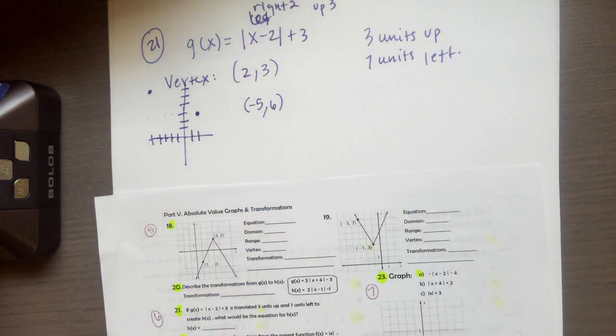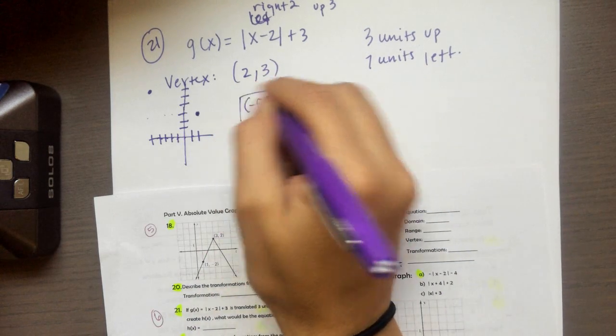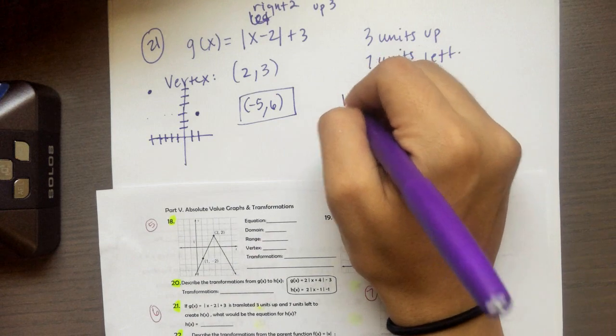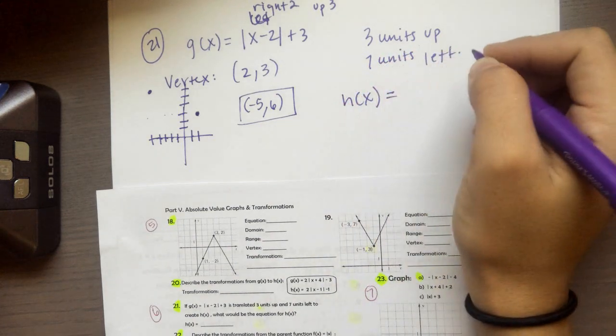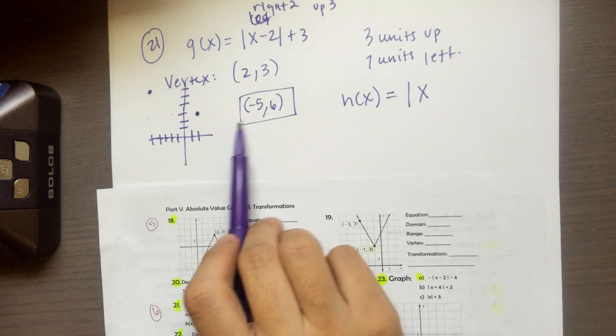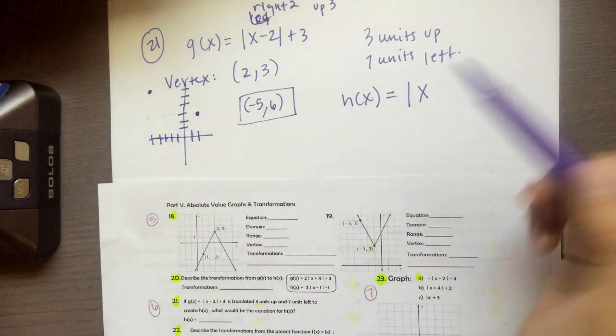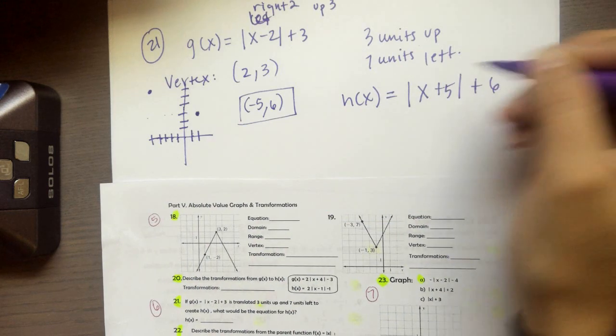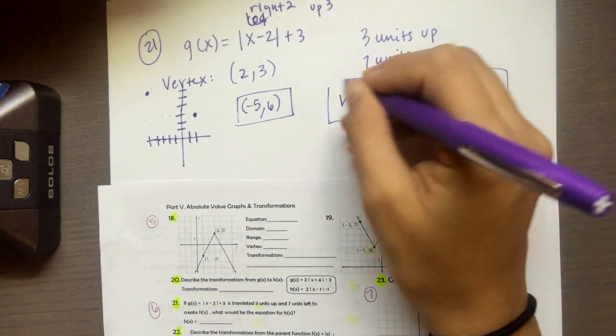That's my new point. So if this is my new vertex that I just shifted, I need to rewrite my equation as h of x. So it's going to be the absolute value of x. Now our vertex is minus 5, right? So I want to do x plus 5 and then plus 6. And that's my final answer.